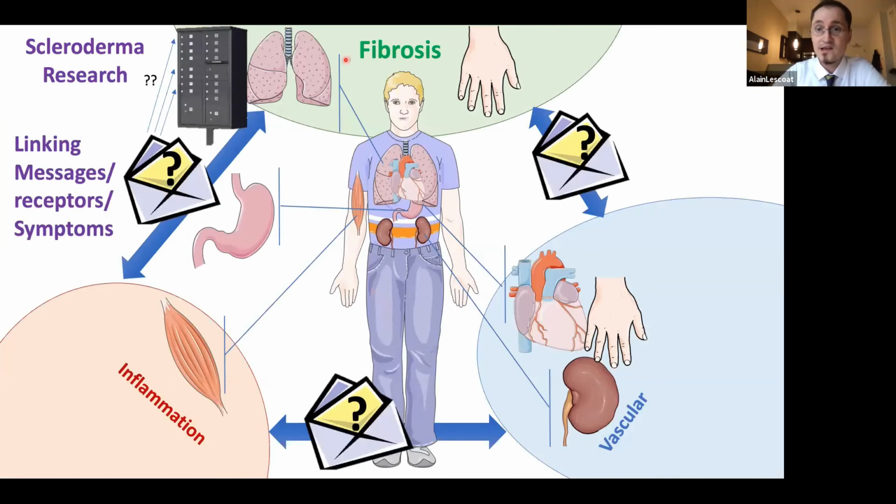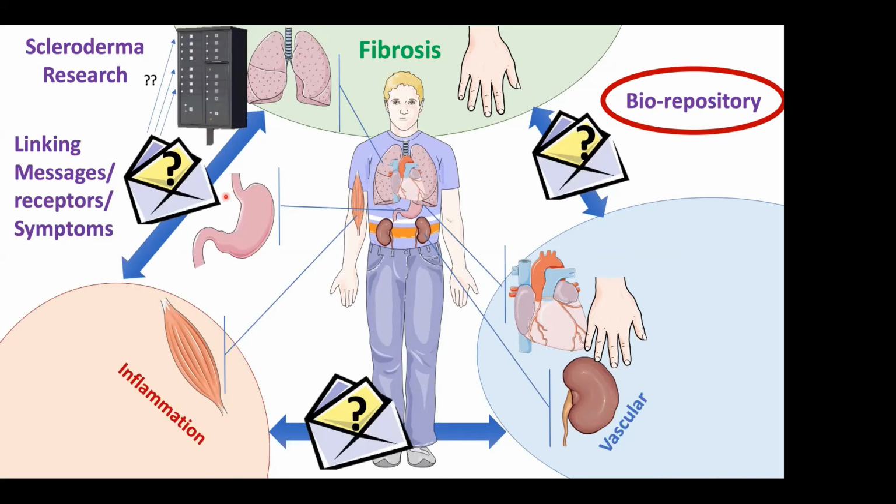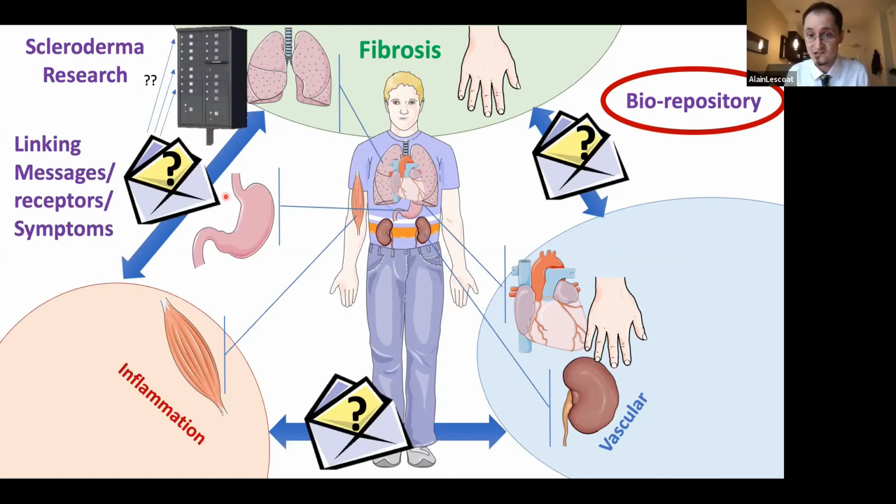This means that we need what we could call a biorepository. What does that mean? A biorepository is a biobank of different tissue samples or immune cells that will help us understand the link between some manifestations and some messages. For that, we need the global picture of the disease, meaning a lot of patients with different types of manifestations, to understand the different messages these patients have in excess and to link these specific messages to their specific manifestation of the disease.